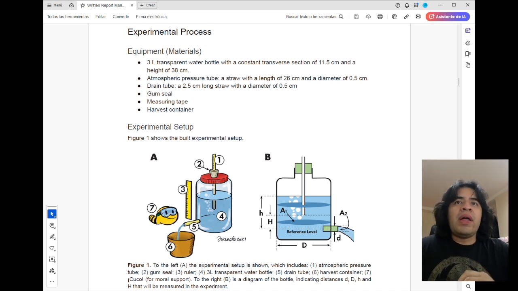In figure 1, we can see a diagram in which our experiment is based. It shows every component and every distance needed for the calculations. It indicates all areas that need to be measured, and it also includes a scale for reference.